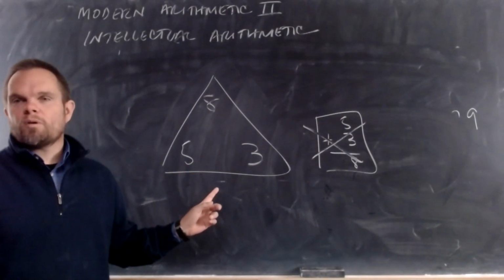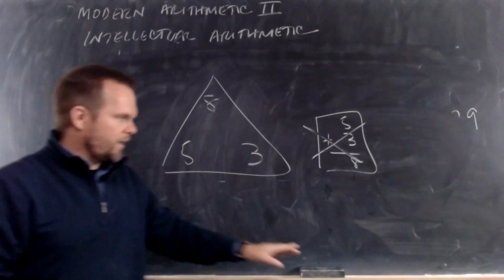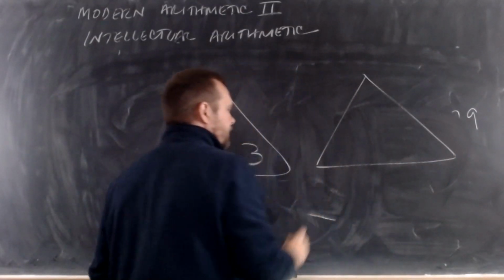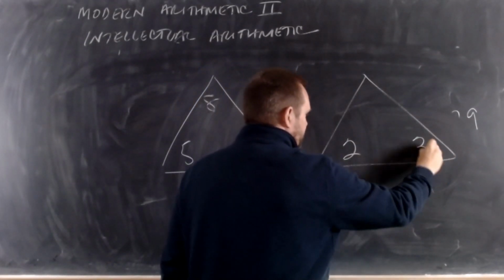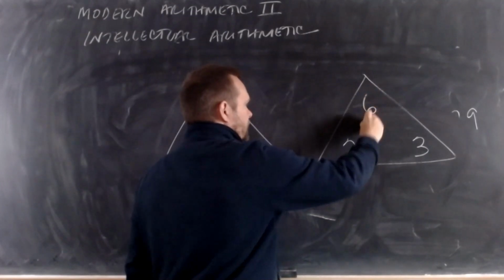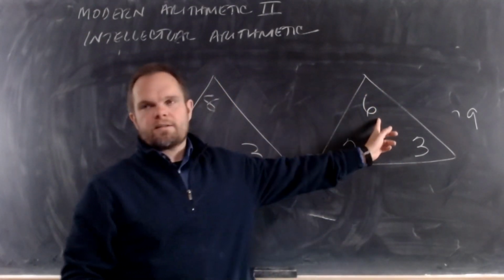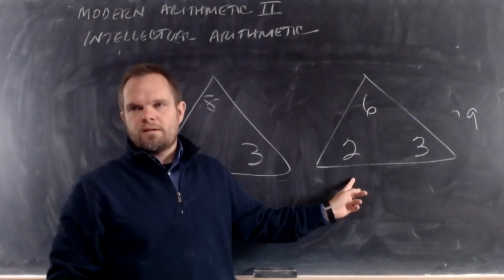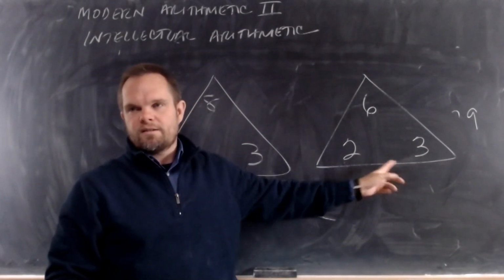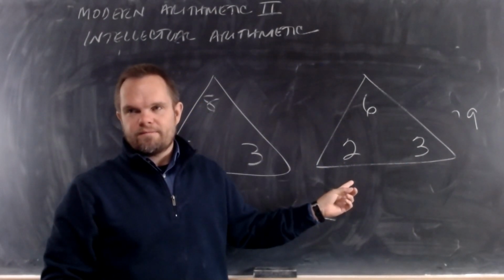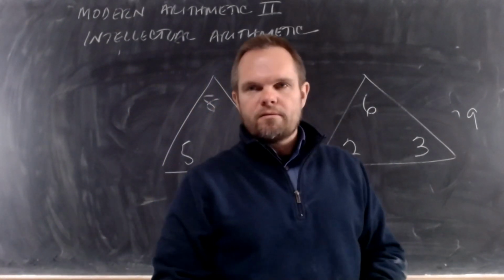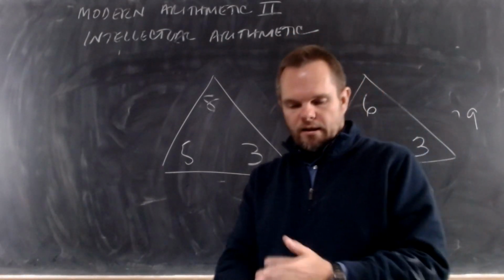Because this also will work for multiplication and division. Watch. In multiplication and division, if I have 2 and 3, 2 times 3 are 6. 2 times 3 are 6. 3 times 2 are 6. 6 divided by 2 is 3, 6 divided by 3 is 2. See how easy that is? You see that? Okay?